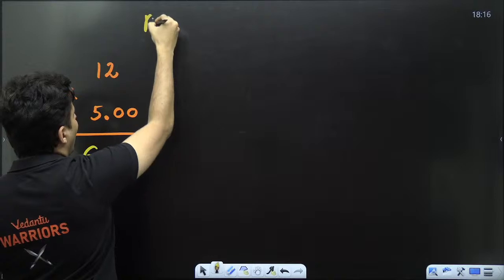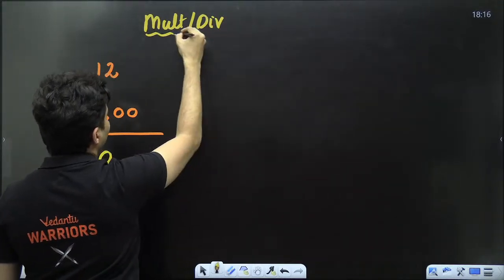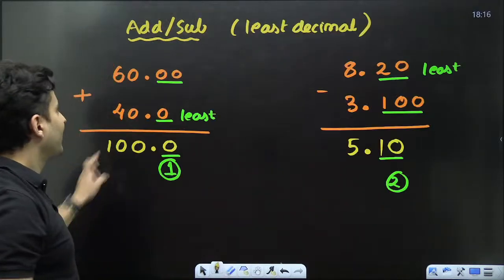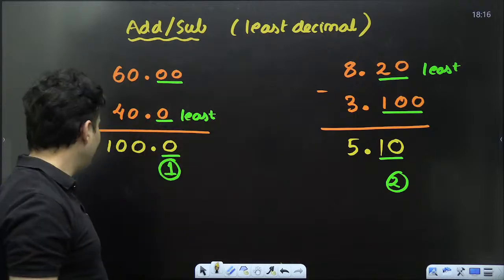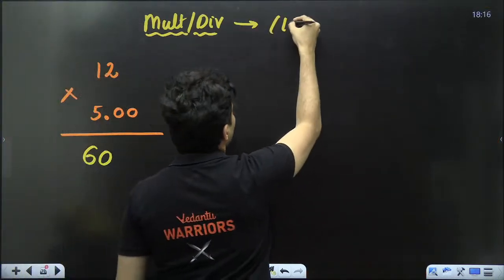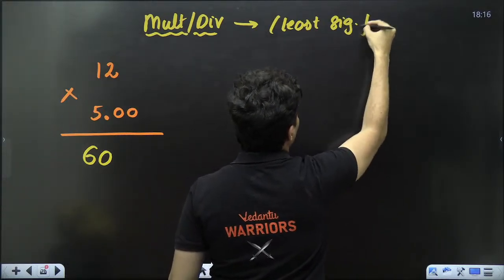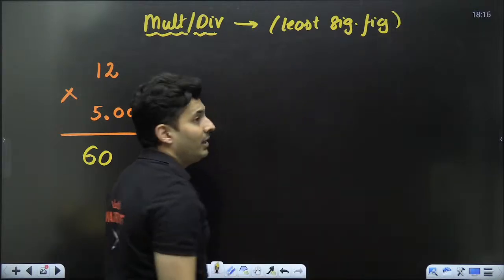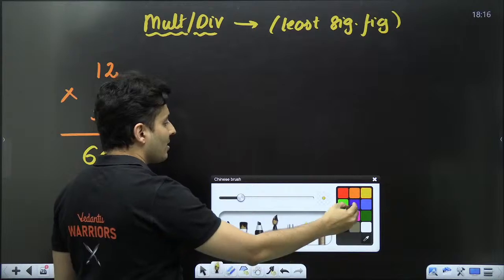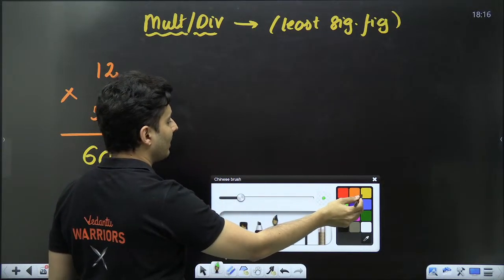Whenever you have multiplication or division, it's exactly opposite. Instead of least decimal, this is always least significant figure. Not decimal, significant figure. Be careful about it. So for addition, subtraction, it was decimal. For multiplication, division, it is significant figure.